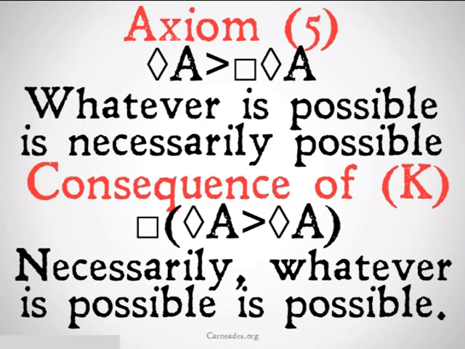So when we're saying necessarily whatever is possible, that's something that seems to be a lot more sensical and more clear than Axiom 5, which is whatever is possible has to be necessarily possible, which is saying a very different thing than necessarily whatever is possible is possible. This consequence of K would have none of the same problems or confusing corollaries that Axiom 5 does. As I've said, it already follows from our logical system.